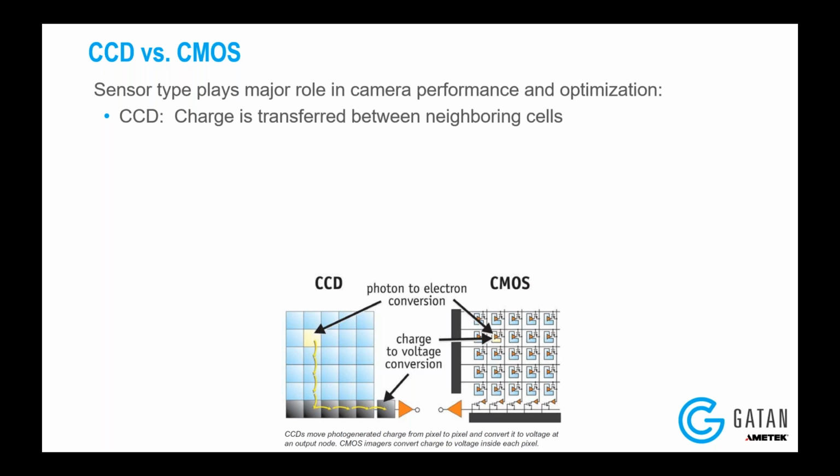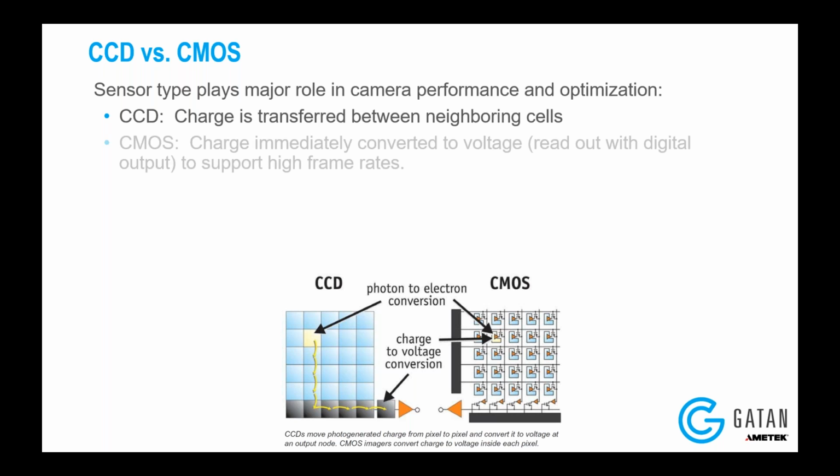And so the physical action of having to move the charge around across pixels is what ultimately limited the types of frame rates and acquisition speeds that a CCD sensor could achieve, and that limits its ability for doing high-speed data collection, whether it's in situ or 4D STEM or any other type of application that you can think of.